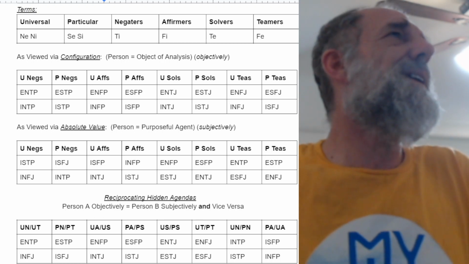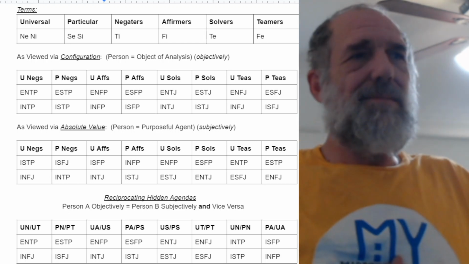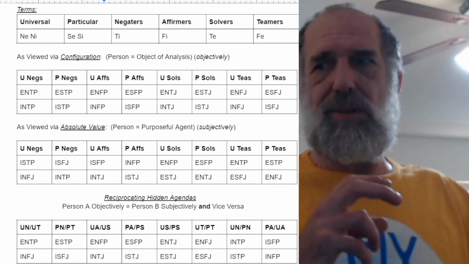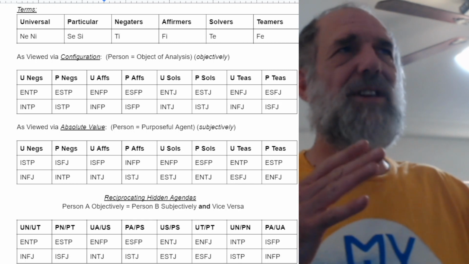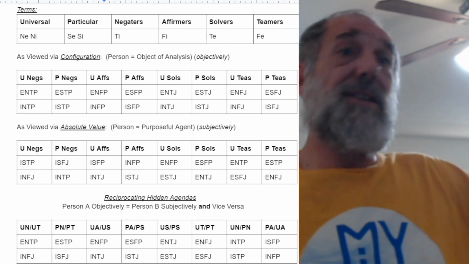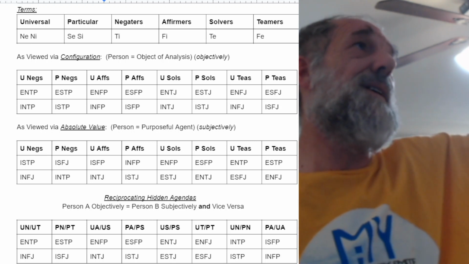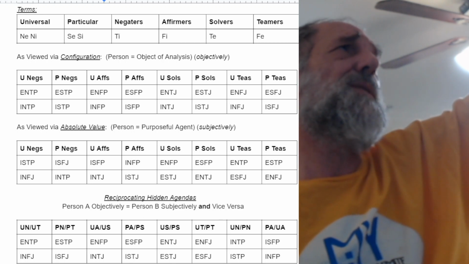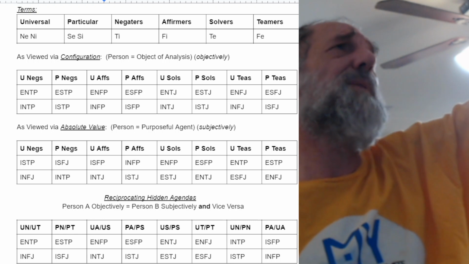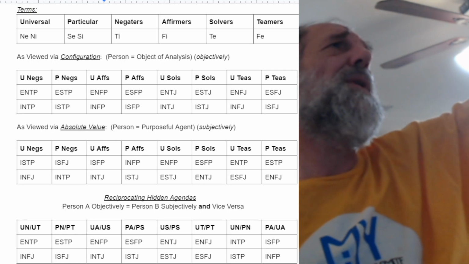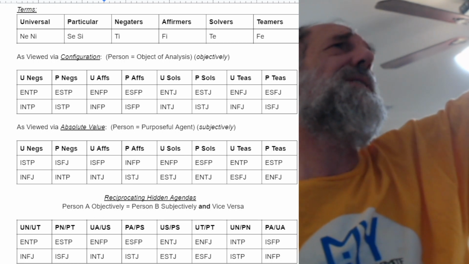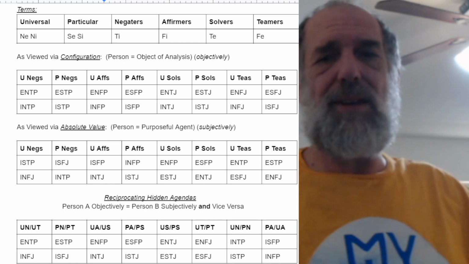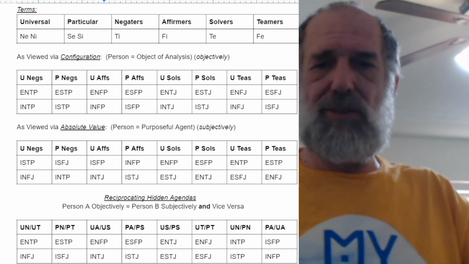All right, now let's look at reciprocating hidden agendas. This might be the same as the table of mirage relationships in Socionics, but I'm not sure if it is, actually. So if you look at these tables and ask who has reciprocal hidden agendas: in table number 1, ENTP is a universal negator, and in table number 2, ENTP is a universal team player. In table number 1, INFJ is a universal team player, and INFJ is a universal negator in table 2. So it's reciprocal. Both people have the other table, right?